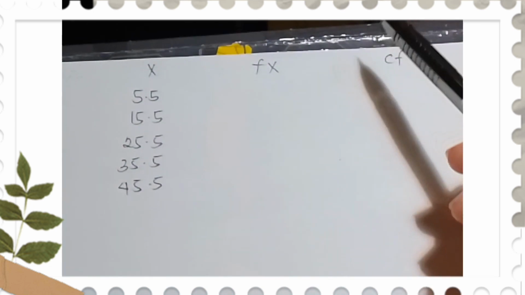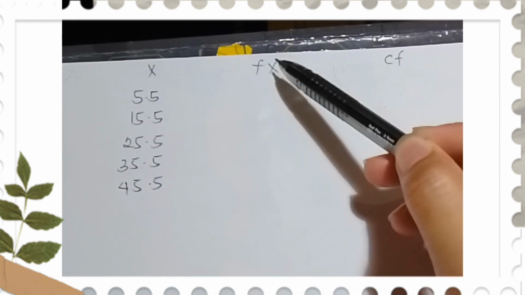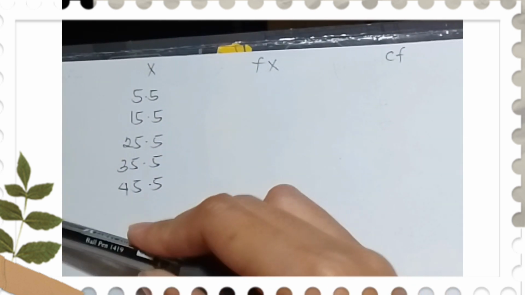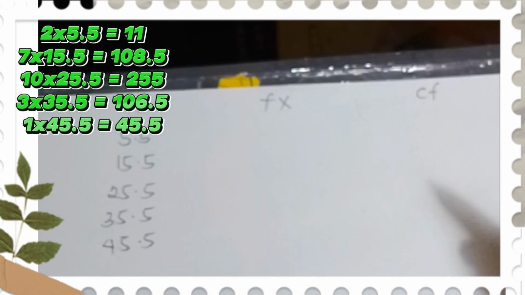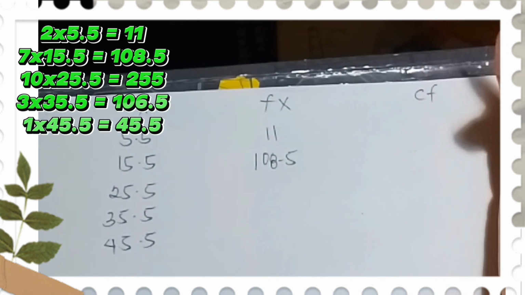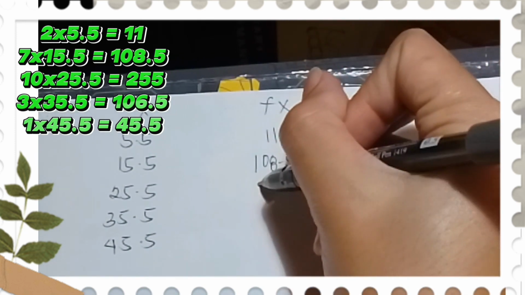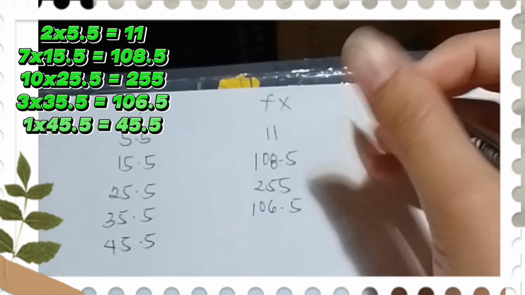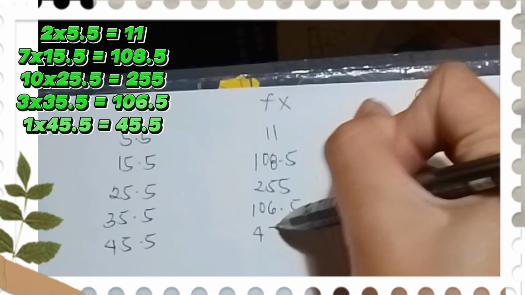Now that we're finished finding the class mark, we proceed to finding the frequency times the class mark, which we use as fx, by multiplying the frequency and the class mark. So 2 times 5.5 is equal to 11. 7 times 15.5 is equal to 108.5. And 10 times 25.5 is equal to 255. And 3 times 35.5 is equal to 106.5. Then 1 times 45.5 is equal to 45.5.